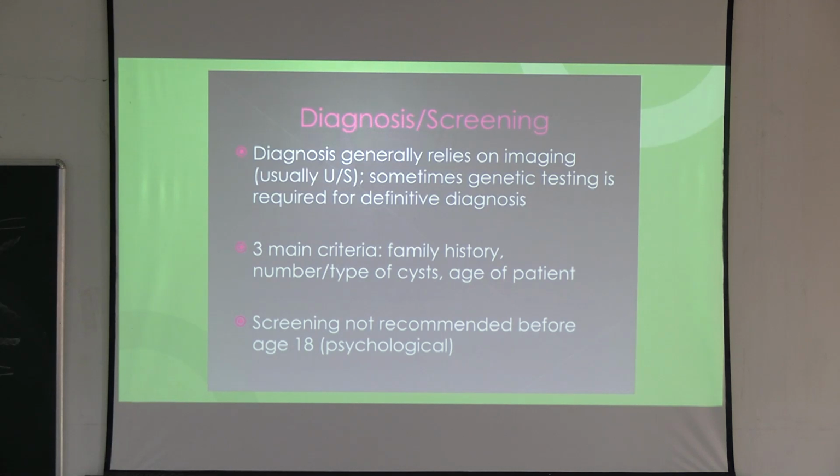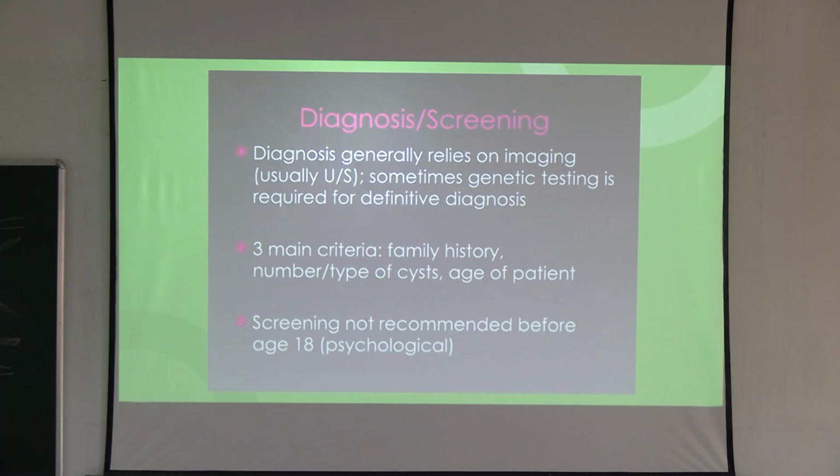So diagnosis generally relies on imaging, usually ultrasonography. Sometimes genetic testing is required for definitive diagnosis, to see whether the PKD1 gene and PKD2 gene are mutated or not. There are three main criteria: family history, number and types of cysts, and age of the patient. So family history alone is not enough, the age of the patient and the number of cysts in both kidneys are also important to make a diagnosis of autosomal dominant polycystic kidney disease.